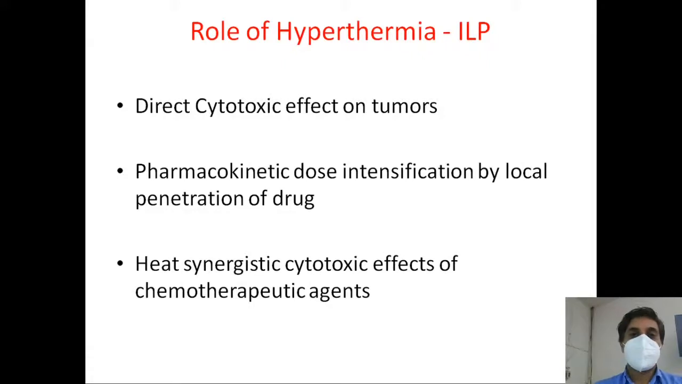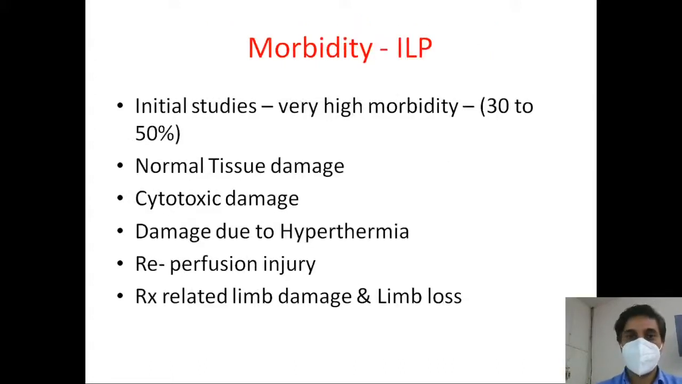ILP uses hyperthermia, and heat is supposed to cause a direct cytotoxic effect on the tumor. It causes pharmacokinetic dose intensification by local penetration of the drug, and it causes a heat synergistic cytotoxic effect of chemotherapeutic agents also. Morbidity of ILP was very high initially, up to 50%, because of normal tissue cytotoxic damage, hyperthermia, and pre-perfusion injuries. It can lead even to limb necrosis and limb loss.